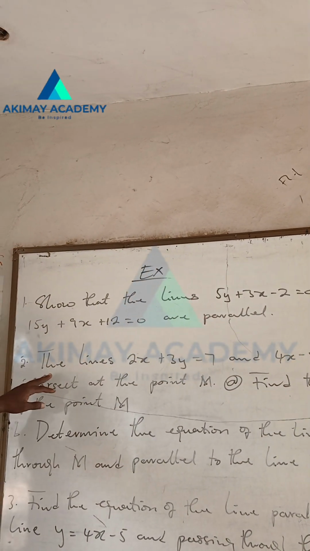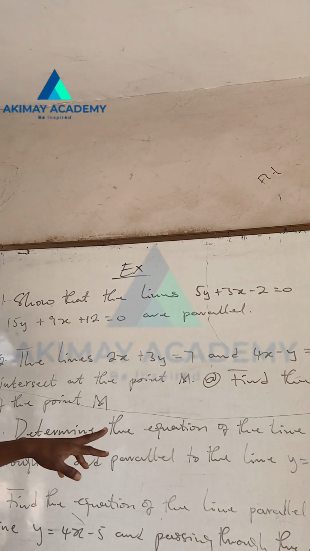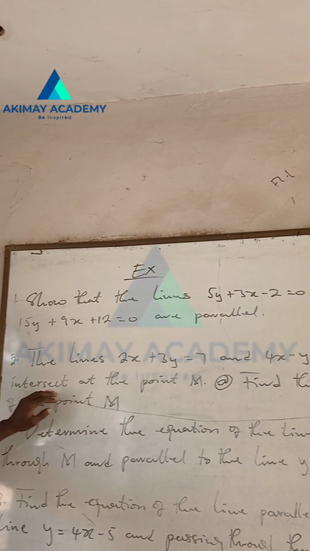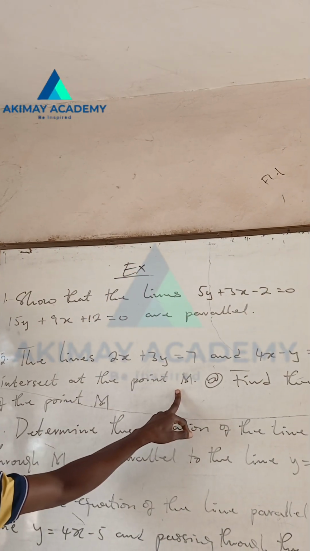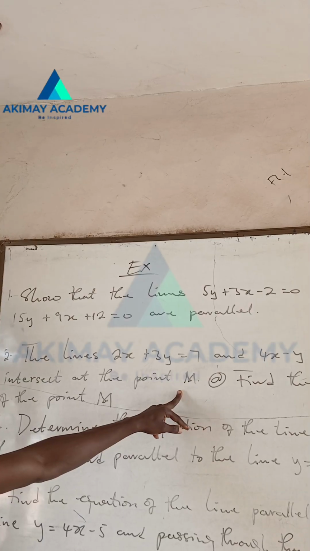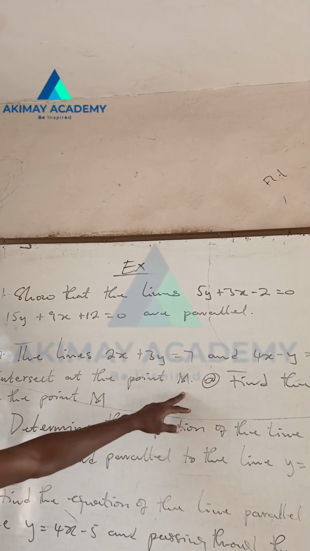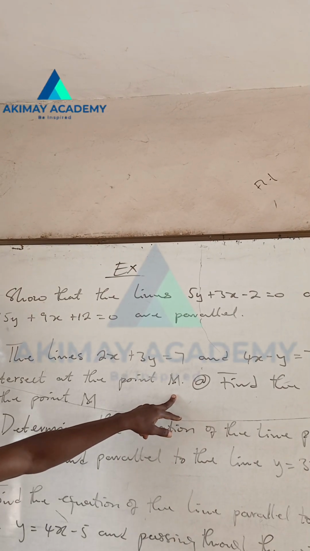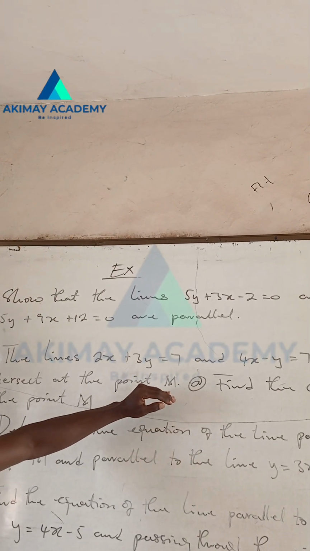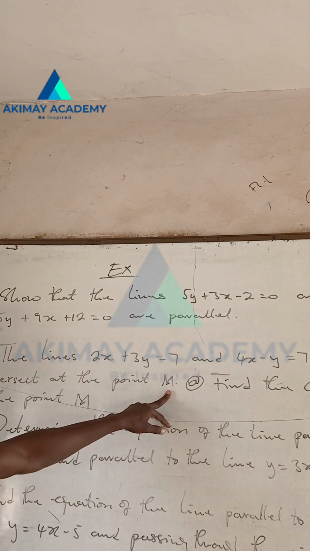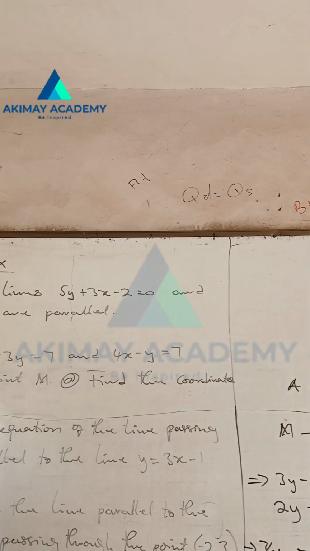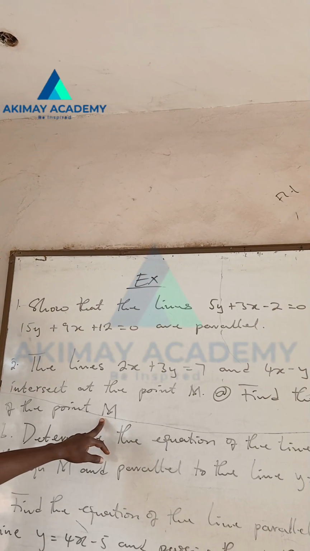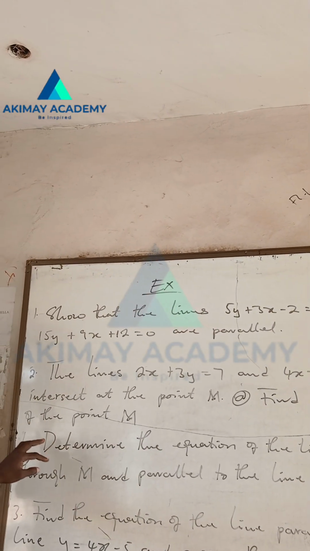Then the second part, we have the lines 2x plus 3y equals 7 and 4x minus y equals 7 intersect at the point M. So here we have a point of intersection. The two lines intersect at this point. And we know we have done point of intersection in our previous lesson. Now the question is A, find the coordinates of the point M. So you have to find the coordinates of the point M, and I hope you know the procedure of finding the coordinates of point M.